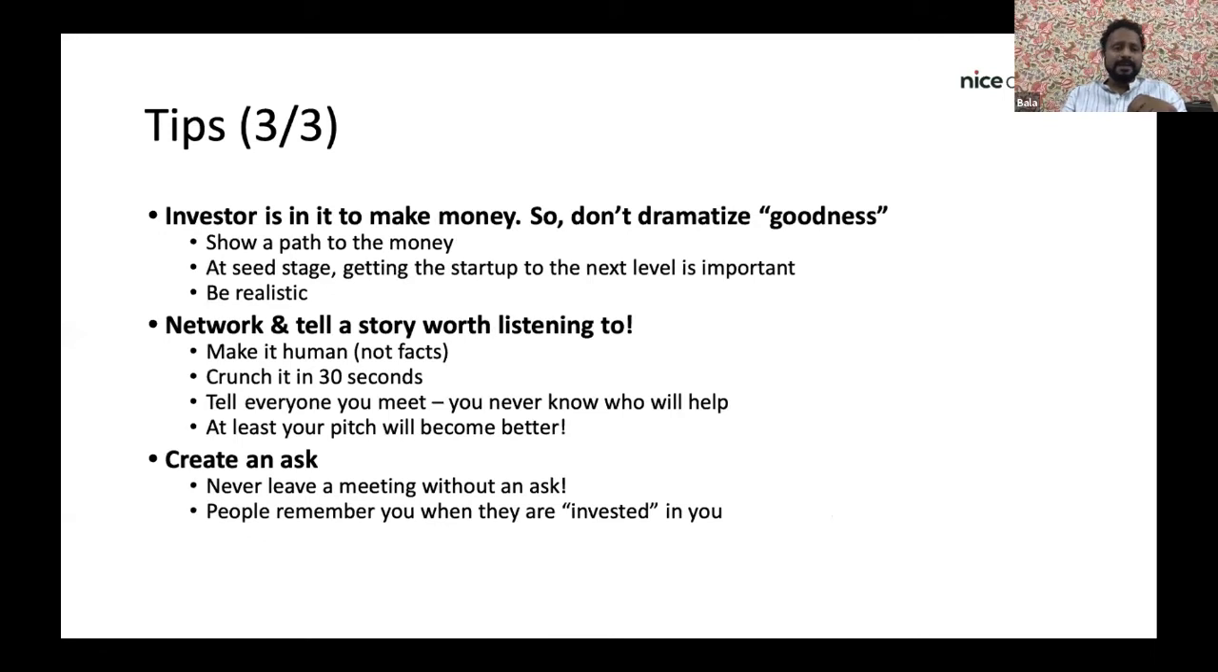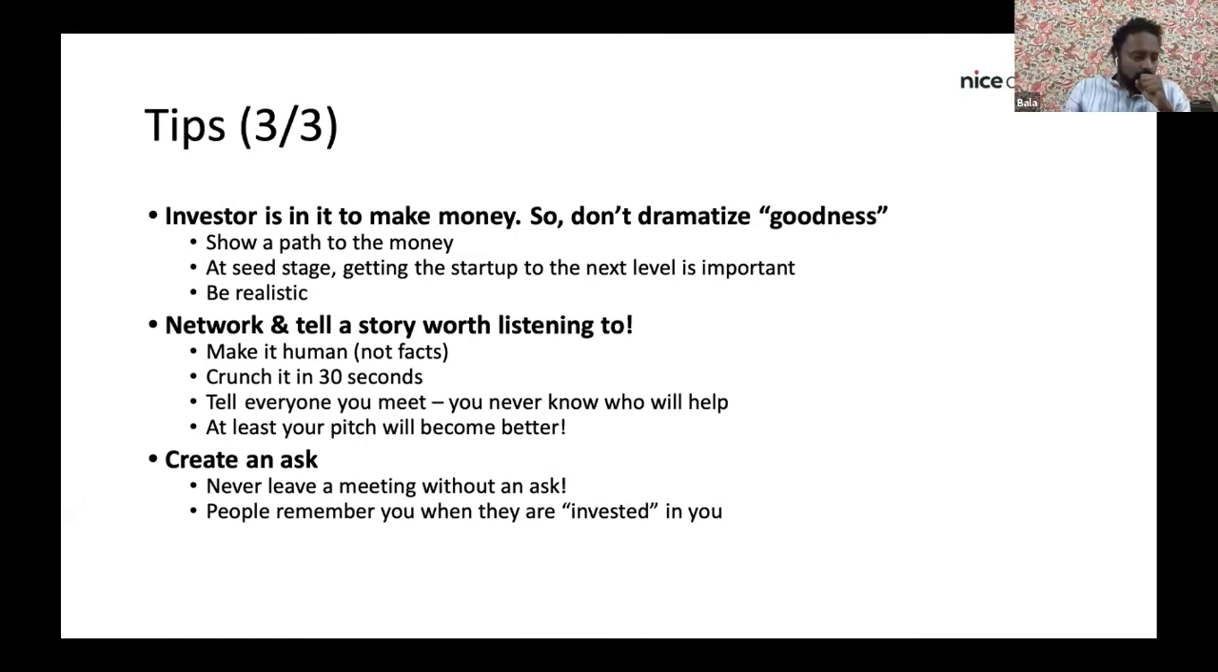And finally, an investor is in it to make money. So do not dramatize your goodness. Like when we talk about the first one, the problem, you say you're helping people, you're saving lives and all that. It's good, but it has to make economic sense as well, right? So you have to show the path to the money, and you don't dramatize, I am in it to just save people and save the world only, right? That's a little bit too hot for anybody to fund, right?